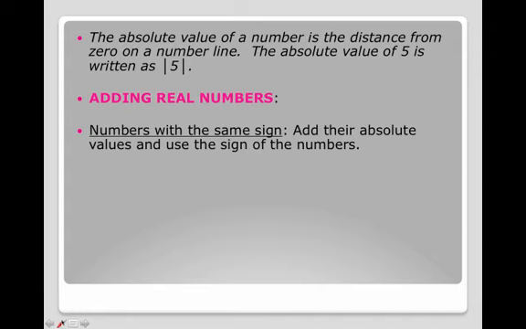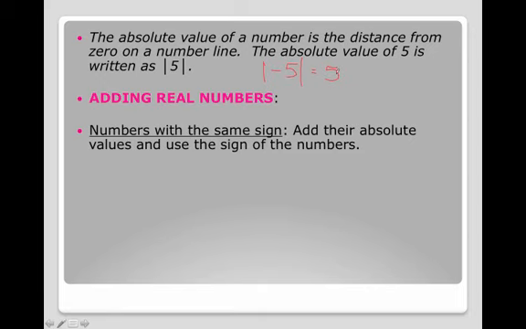Likewise, the absolute value of -5 is also 5 because it is also 5 units away from 0. So both 5 and -5 have the same absolute value, 5.